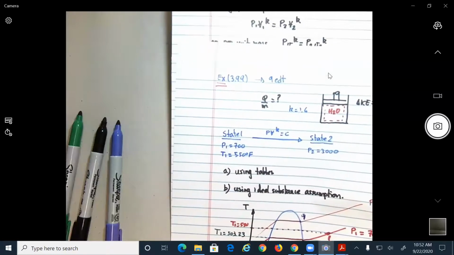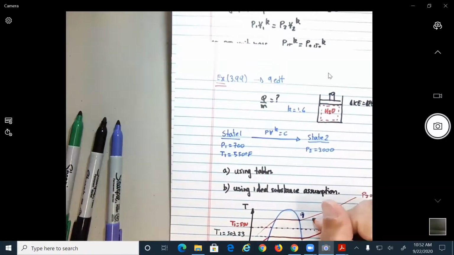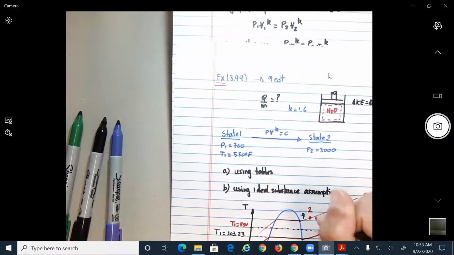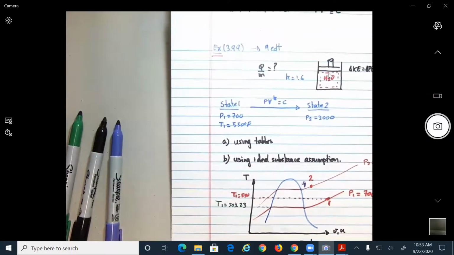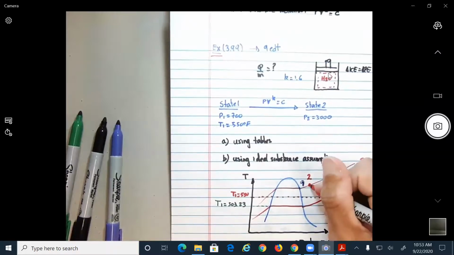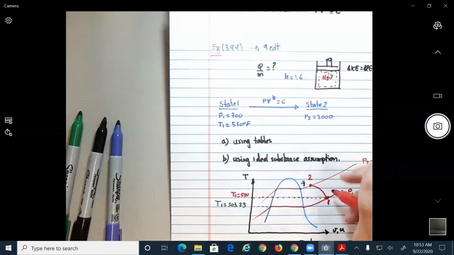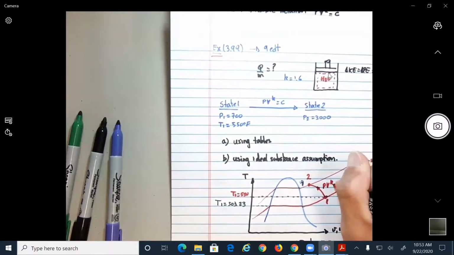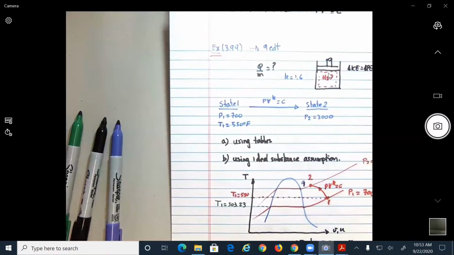So really, that looks like it's going a little bit backwards, no? It goes from here, let's say, to here. All right? State 2 over here. And it goes through a polytropic process. I'm just going to do a line this way. So this will be your polytropic process, PV to the K equal to a constant. All right, so you see the figure gives you everything.